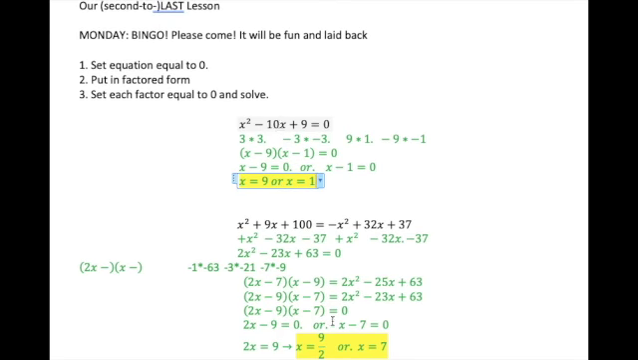But if you want to trust me that 7 squared plus 63 plus 100 is going to be negative of 7 squared plus 32 times 7 plus 37, we'll just go ahead and trust our math, because I'm pretty sure it's going to work.